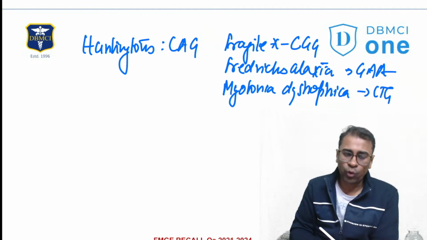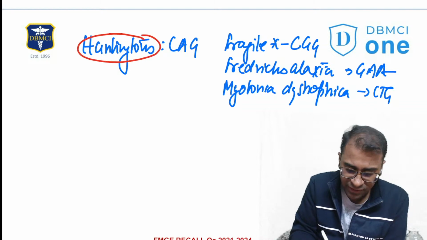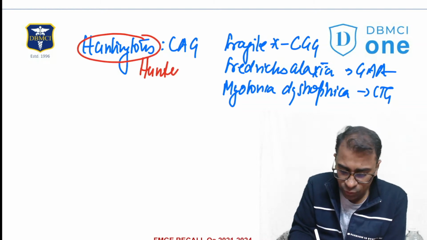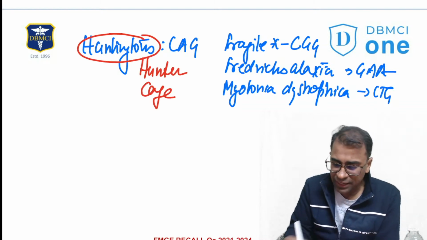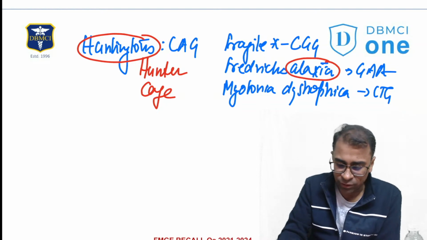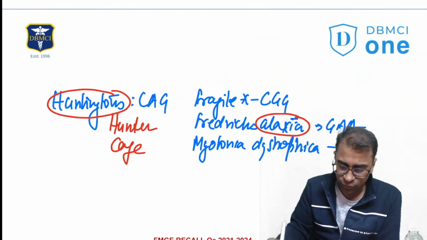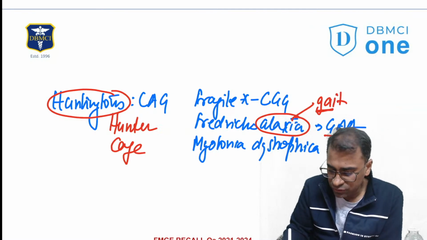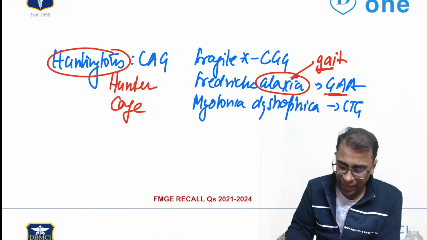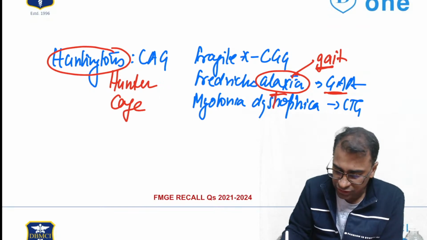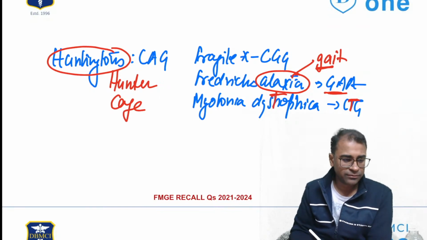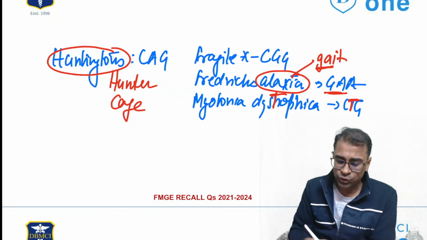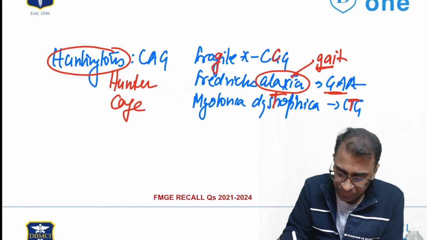Now, how to remember the whole story? I hope you remember this one is Hunter. We all know this Hunter, and it has a CAG. Now for ataxia, which is a gait problem, because of gait problem, GA, so here there will be GAA repeats. And myotonia has a T, so it also has T repeats, CTG repeats. Here there is a G, so this also has G repeats.